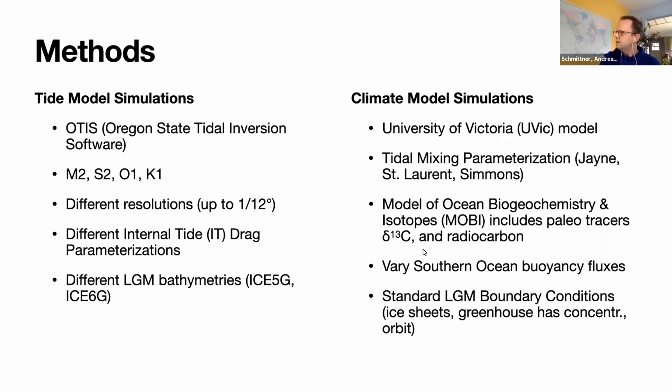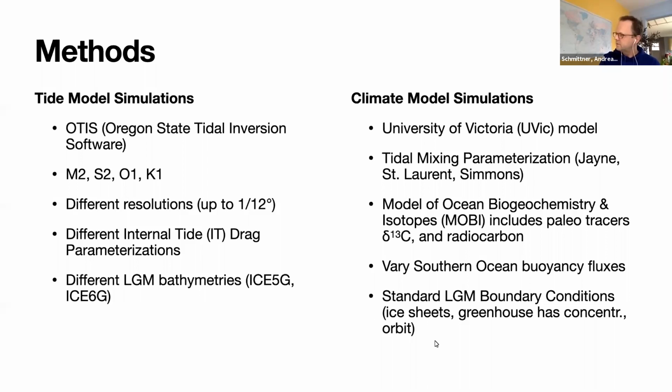Now, what we do with this model is, in addition to these different tides from the LGM, we also vary buoyancy fluxes in the Southern Ocean, which gives us different overturning circulations, just as sensitivity tests. And I will show those results and talk a little bit more about how we do this in another slide.